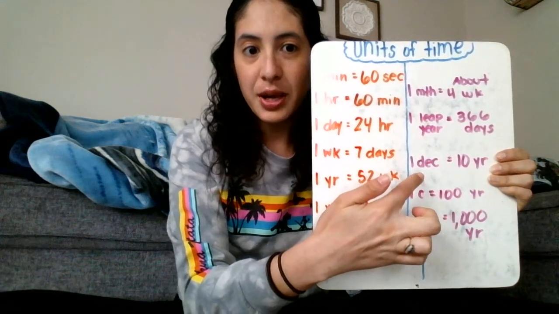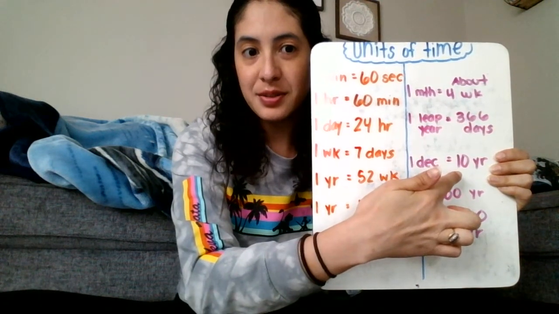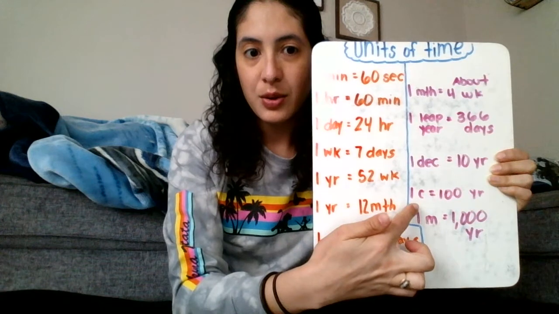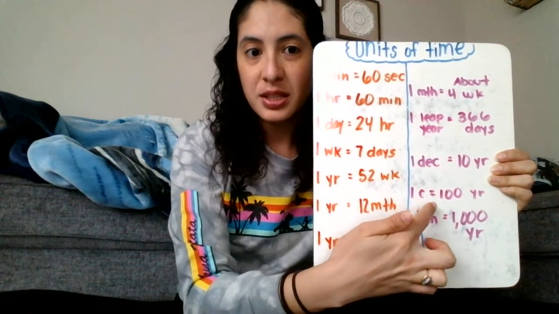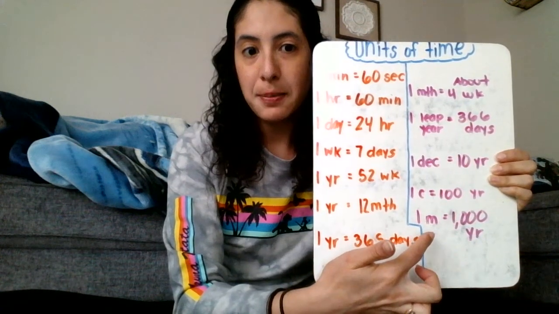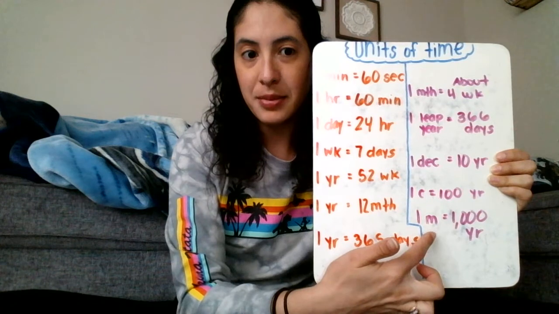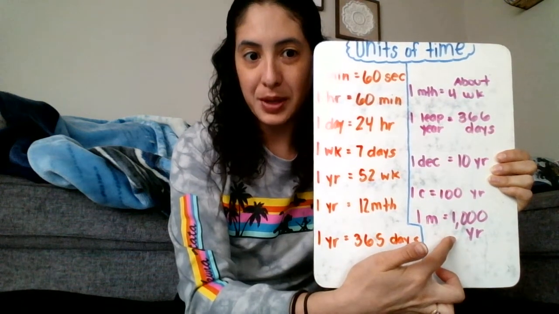And then we have 1 decade is equal to 10 years. Then 1 C, that stands for 1 century, is equal to 100 years. And then 1 millennium, millennium is M, is equal to 1,000 years. Okay?